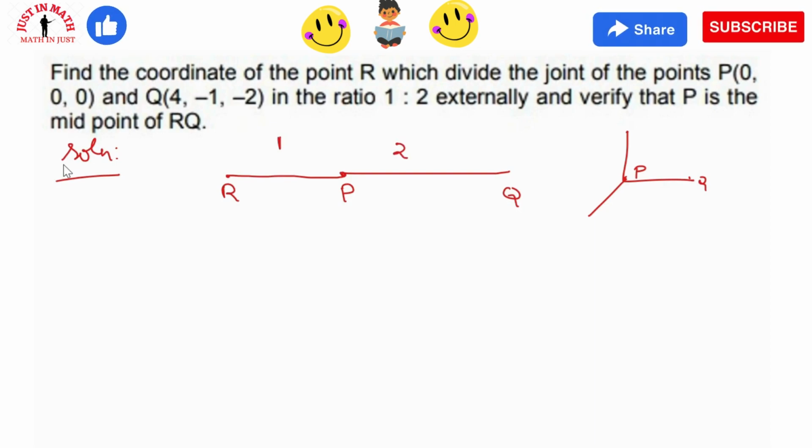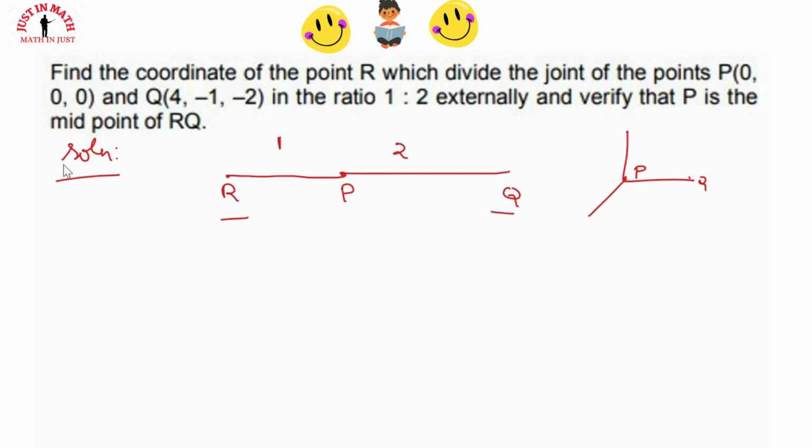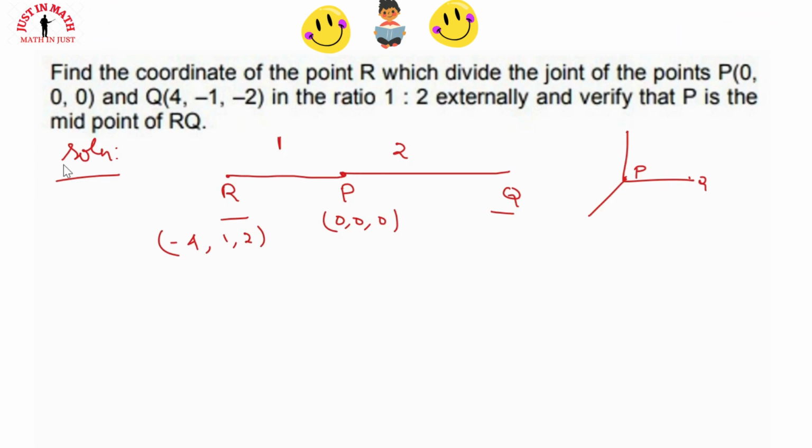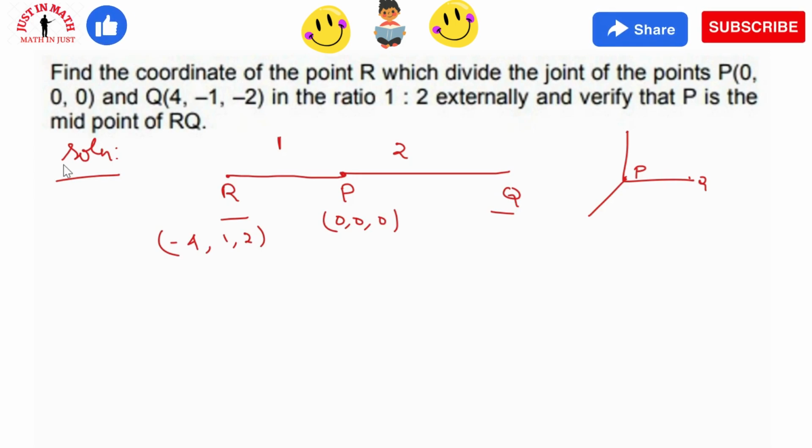Okay, my dear students. So R only we are going to say, and they said it is dividing in 1:2 ratio. They have given everything, my dear students. Now we have to find whether P is the midpoint of R and Q or not. How can we find? They have mentioned 4 comma minus 1 comma minus 2 here, and P is 0 comma 0 comma 0 here. So if the point is minus 4 comma 1 comma 2 on the other side of the origin, which is the negative side, then P is the midpoint. So we are going to find whether the point R is going to be this point.